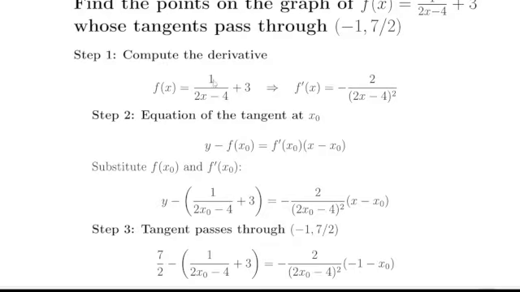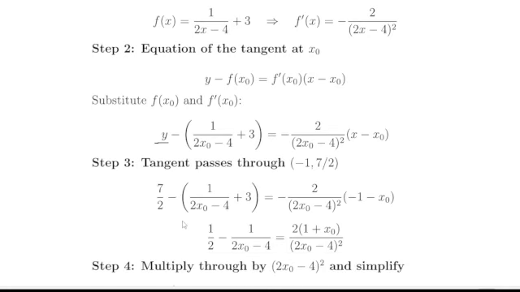Now f of x0 is just 1 over 2x0 minus 4 plus 3, and then f prime of x0 is negative 2 over (2x0 minus 4) quantity squared. Now we want this to pass through the point (-1, 7/2). So that means that this y right here better equal 7/2. So what we're going to do is solve for x0.